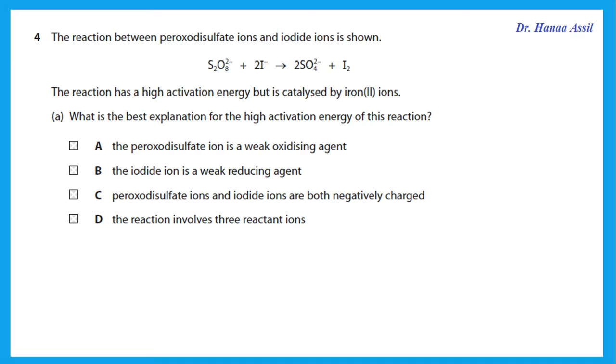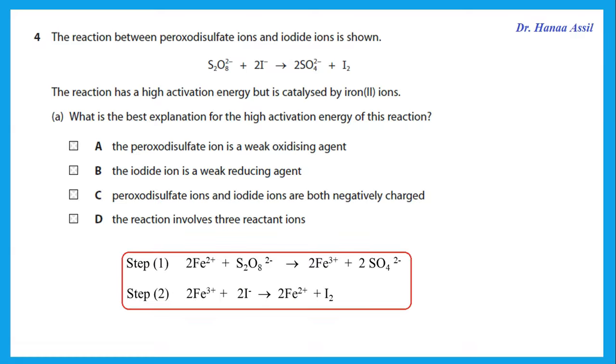Remember that we said this is a reaction that is catalyzed by iron 2. So we said all of these are solutions and the catalyst is a solution. So this is an example of homogeneous catalysis. And we said that reaction originally is very slow. Why is it very slow? Because both reactants are negatively charged, so they will repel each other. So they're not likely to come together and react.